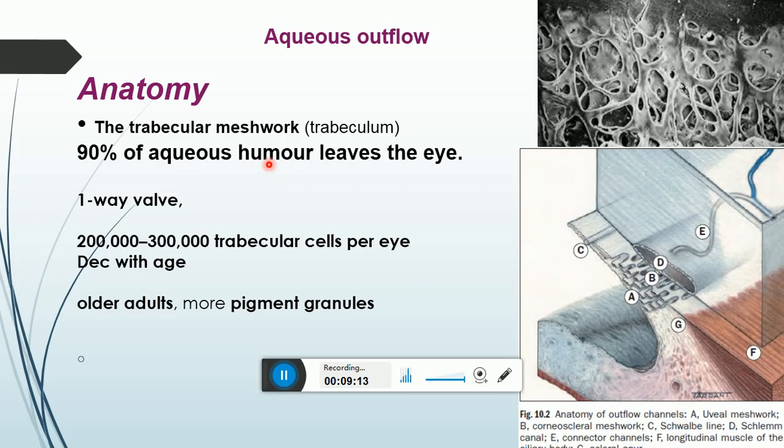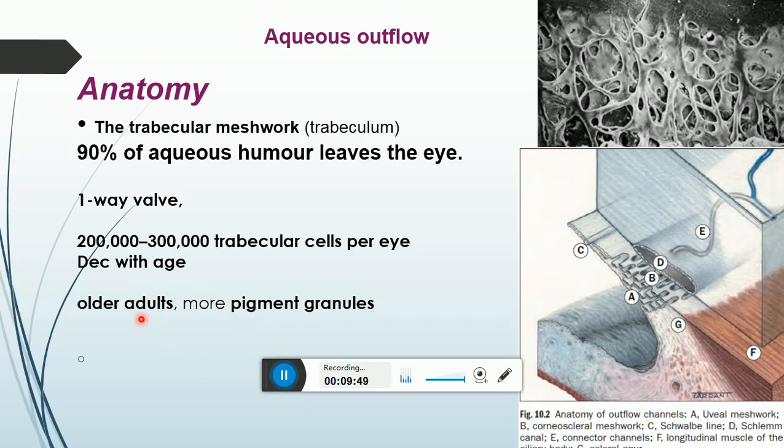So this trabecular meshwork is very important, and it is sieve-like. You can see it is a sieve-like structure, found at the angle of the anterior chamber, through which 90% of the aqueous humor leaves the eye. It has 3 components. It is a one-way valve, and the number of trabecular cells per eye decreases with age.